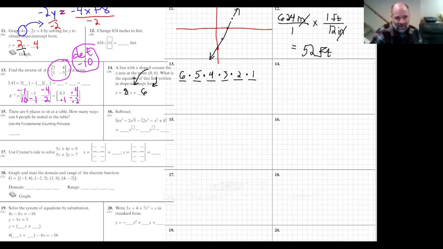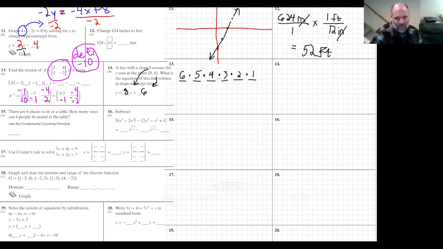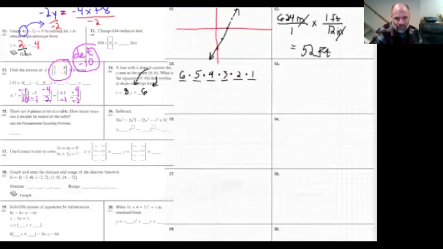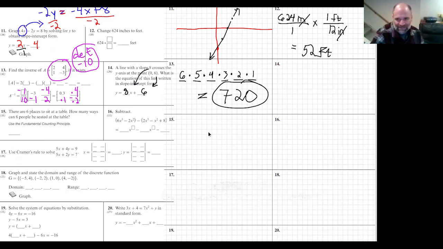When you multiply that all out, you get 720. Okay, where am I? 720. All right, so far so good. You guys feel all right with that? It's going to be very similar, shamelessly similar.